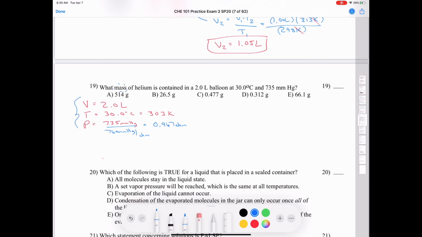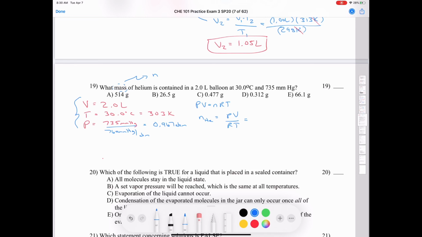But if we can get the number of moles of helium, we can multiply that by the atomic mass of helium and figure out what the mass is. So let's start by using the ideal gas equation, which is PV is equal to nRT, and we'll rearrange that and solve for the number of moles of helium, which is going to be equal to PV divided by RT. So now let us plug in our numbers.